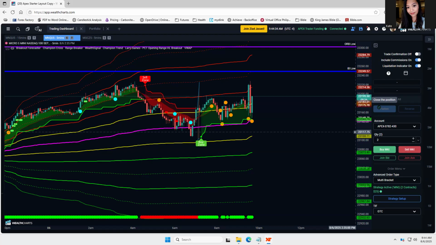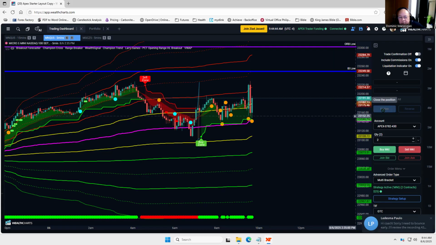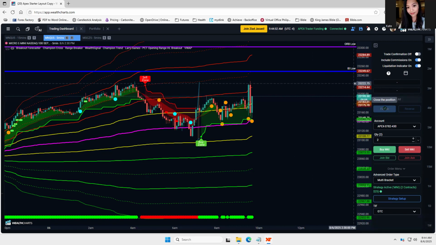What if, for example, a minute before the market closes, I'm earning $300 and I want to close or lock in that amount? Just flatten. Flatten closes all the positions that you have open. Okay, got it. Thank you.